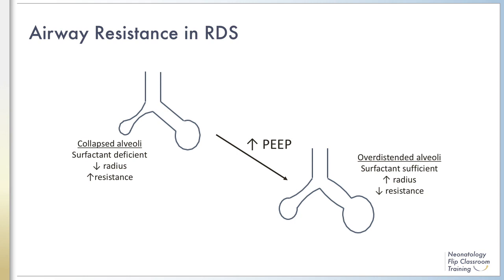The balancing measure for this maneuver is that the part of the lung with sufficient surfactant may become overdistended. This overdistension in the surfactant-sufficient areas explains why patients with surfactant deficiency can develop air leak syndromes and why alveolar rupture occurs in the portion of the lung working well.